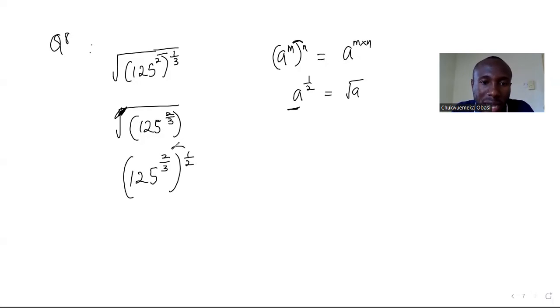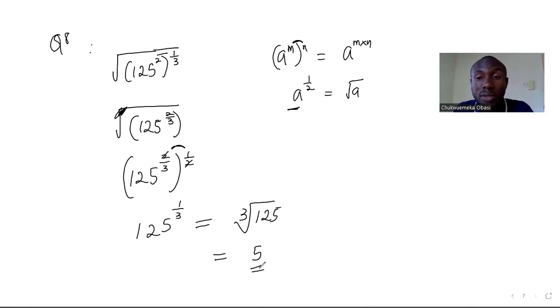So you multiply these guys again. You see, this guy can actually cancel out this guy because it's multiplication, and now you're left with 125 to the power 1/3. And of course, this is the same thing as the cube root of 125. And the cube root of 125 is 5, because 5 times 5 times 5 will give us 125. So that's question 8. Let's do question 9.